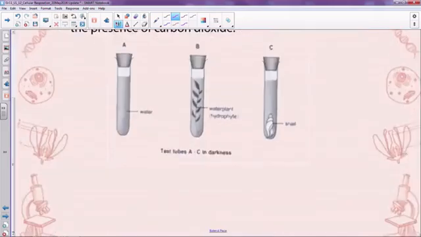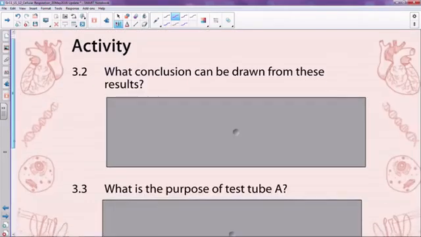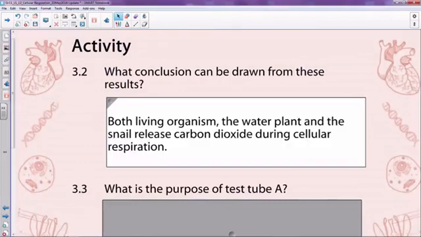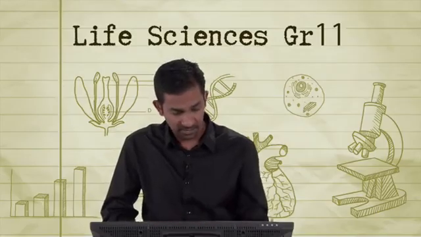So if you go back to this, we've got these 3 test tubes kept in the darkness. The question is, what is the function of test tube A, or the significance of this in the context of this experiment? Let's look at these answers. So what conclusion can be drawn from these results? We know that we're looking at whether living organisms, namely the water plant and the snail, can release carbon dioxide during cellular respiration. In other words, to investigate if cellular respiration occurs in a plant as well as in a snail. So yes, it does occur.